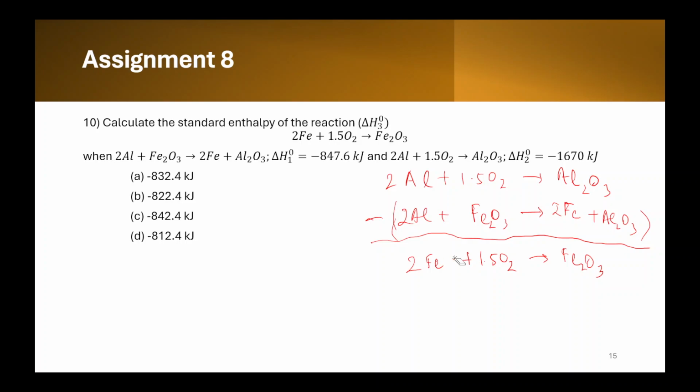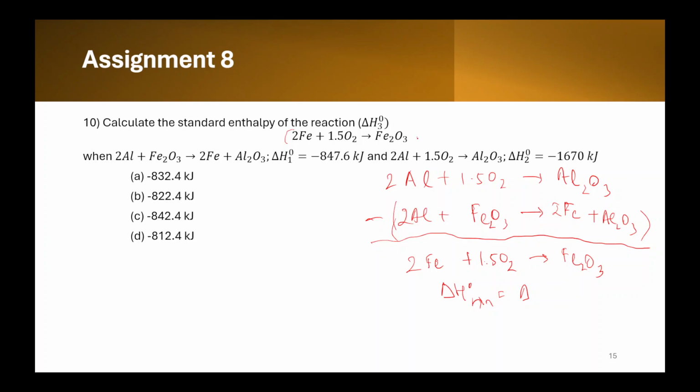So 2Fe plus 1.5O2 gives us Fe2O3. So we get this reaction here. So this is the resultant. Basically, if this is R2 and this is R1, so it is R2 minus R1. So basically, the enthalpy will be delta H. Reaction will be delta H.